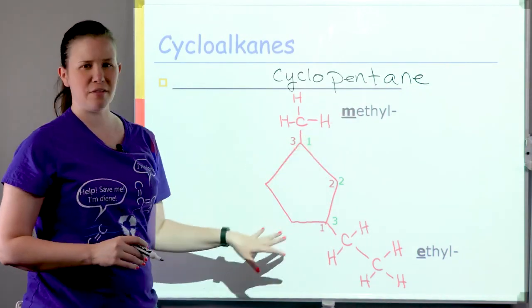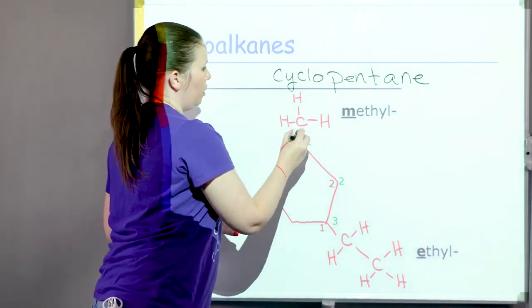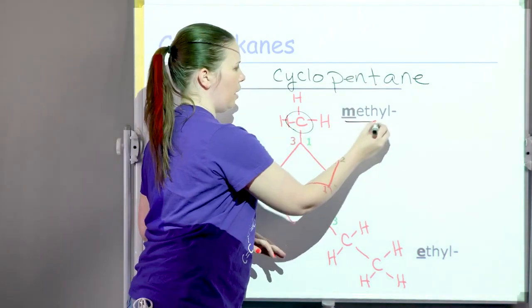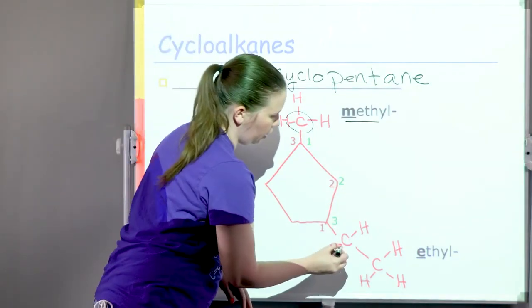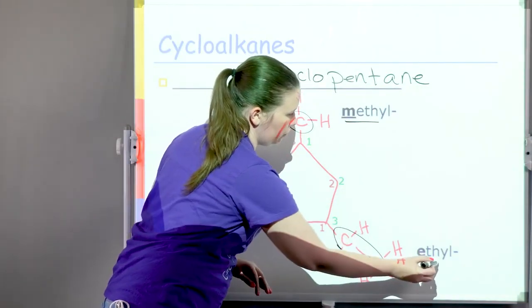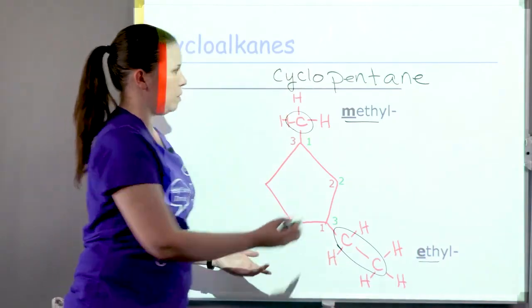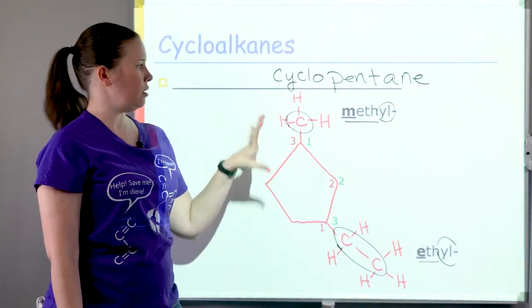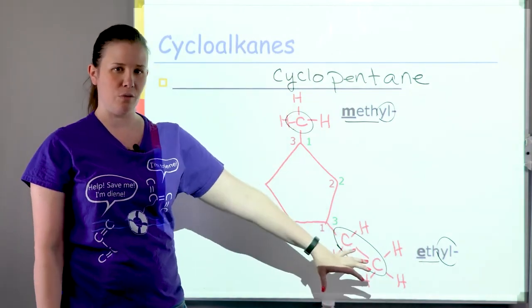Now I want to name the branches. So they've got it kind of set up for us here. On top I have just 1 carbon, so the prefix is meth. And down here I have 2 carbons, so the prefix is eth. And then notice because I've got branches, we have YL. So basically we have the methyl group versus the ethyl group.